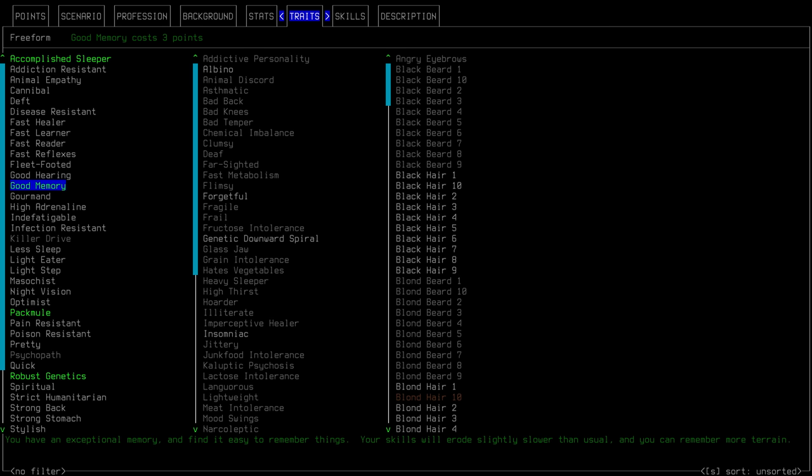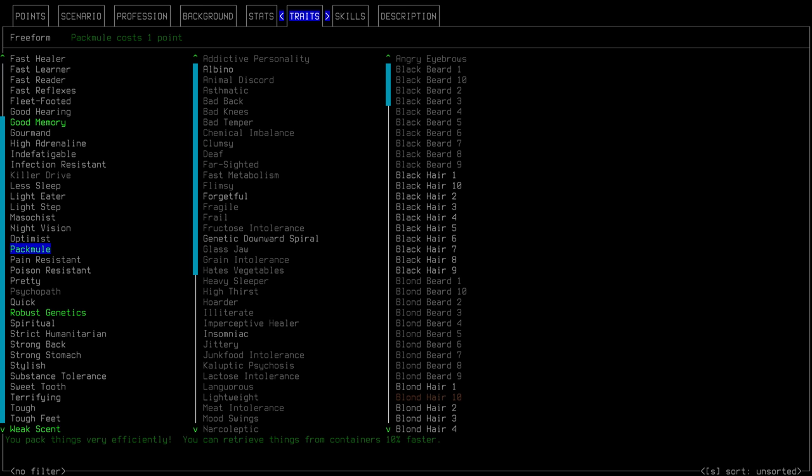She also has an exceptional memory, meaning that she finds it super easy to remember things. Our skills will erode slightly slower than usual, and we can remember more terrain so that we don't lose track of our surroundings. And we're not always going to be able to try and improve skills, so being able to hold on to them for that little bit longer so that we can maybe get a level up is going to be great.